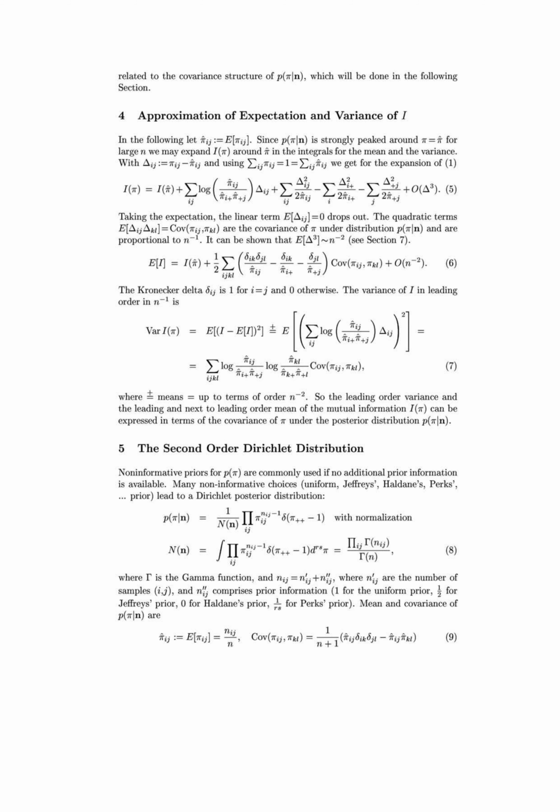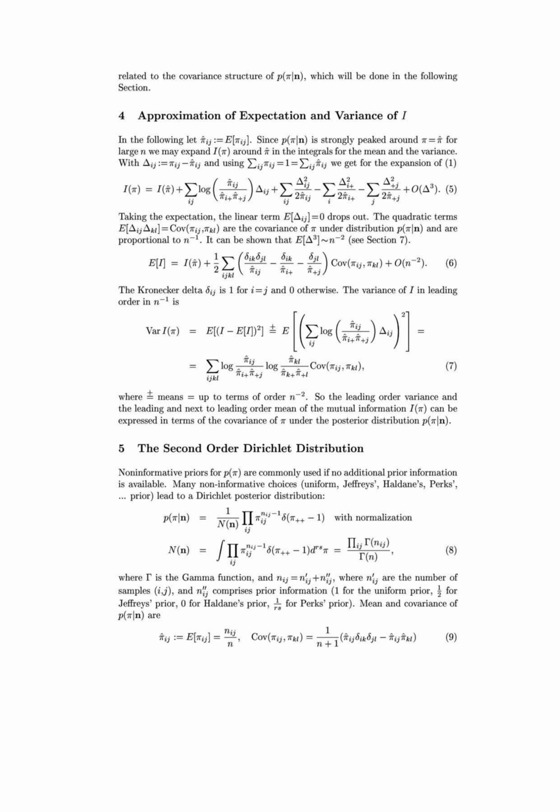The second-order Dirichlet distribution. Non-informative priors for p(π) are commonly used if no additional prior information is available. Many non-informative choices lead to a Dirichlet posterior distribution, where Γ is the gamma function, and n_ij equals n_ij plus n'_ij, where n_ij are the number of samples (i,j), and n'_ij comprises prior information: 1 for the uniform prior, 1/2 for Jeffrey's prior, 0 for Haldane's prior, and 1/(rs) for Perks' prior.